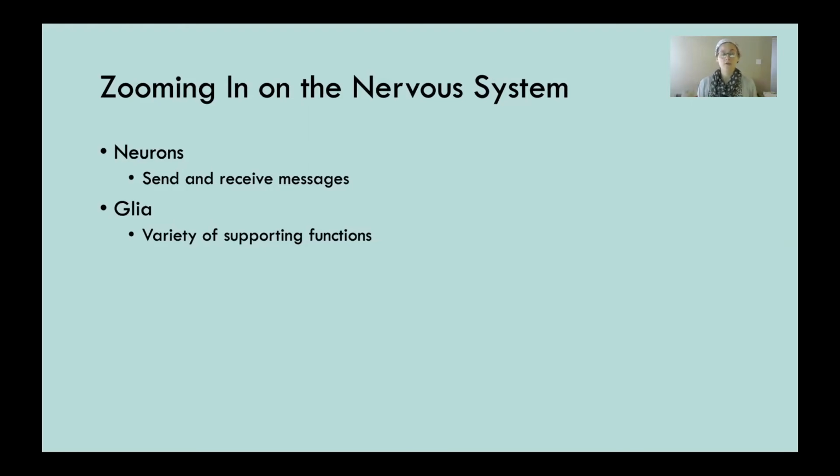Glia serve a variety of supporting functions. Early scientists called them glia, which is the Latin word for glue, because that's what they thought they did. They just were sticky stuff that helped the neurons stay in place. But actually, they serve a variety of very important functions without which the neurons could not survive and conduct their messages.